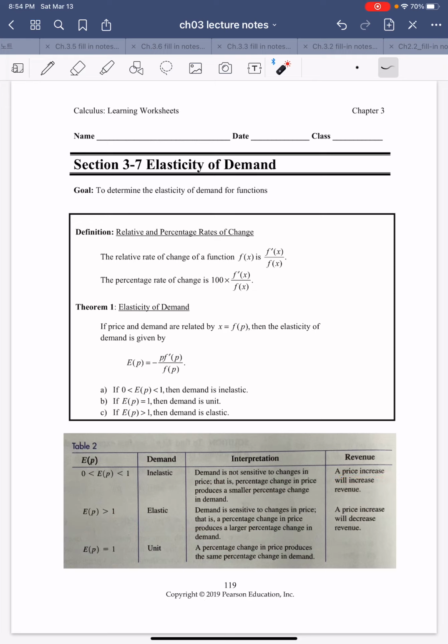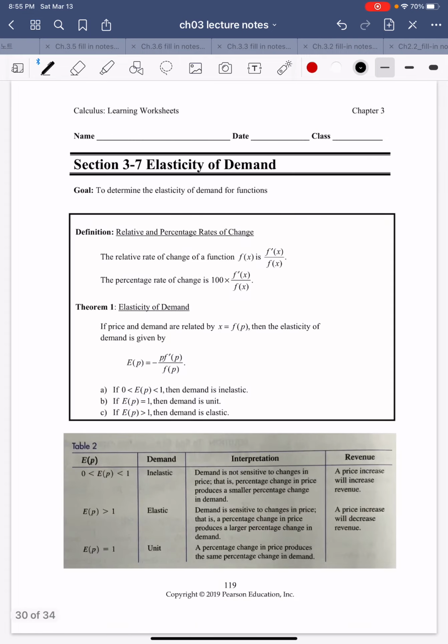If demand is elastic, that means demand is sensitive to the change in price. That is, a percentage change in price produces a larger percentage change in demand. That means in terms of revenue, a price increase will decrease the revenue because demand is sensitive to the change. Unit means a percentage change in price produces the same percent change in demand. So let's practice a couple of rounds and then end with a couple of application problems.